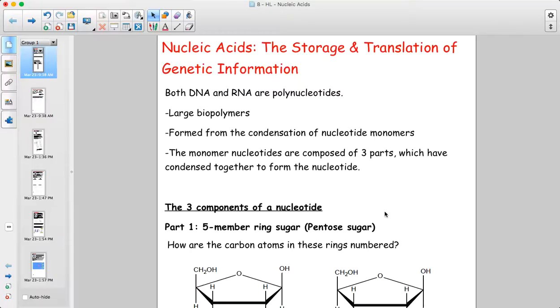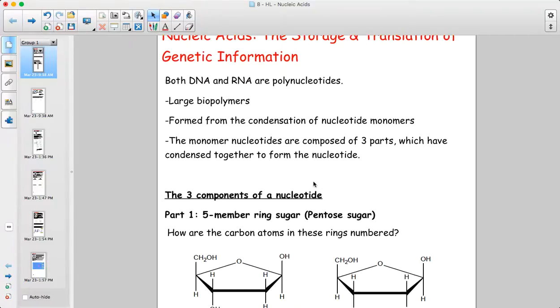This video is going to go over nucleic acids and mainly focus on their structure, and then we'll look at transcription, translation, and DNA replication in a subsequent video. So both DNA and RNA are what we call polynucleotides. It's one of the biopolymers that we mentioned when we introduced biochemistry, and they're formed through condensation reactions just like all the other biopolymers. The monomer of polynucleotides is called a nucleotide.